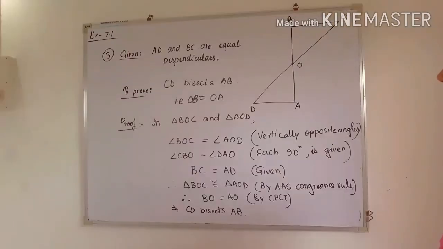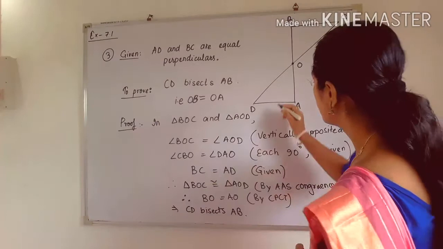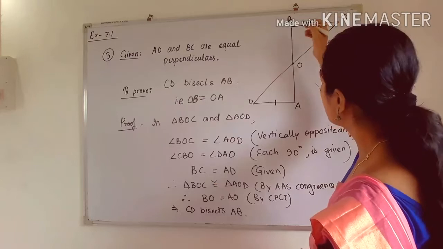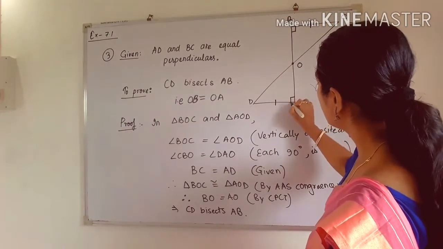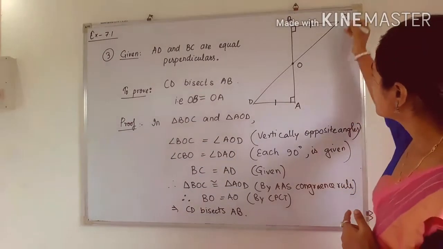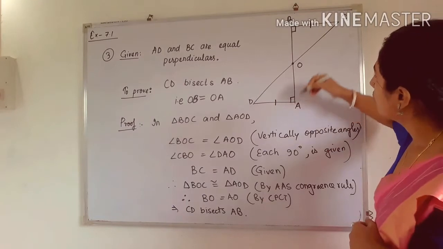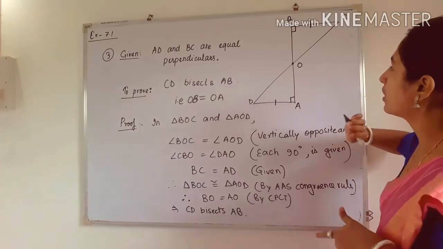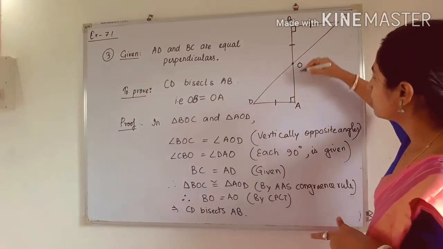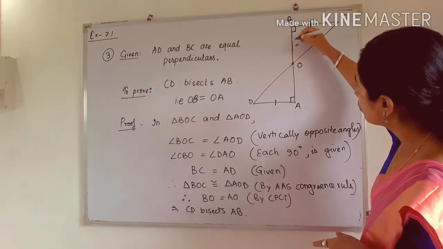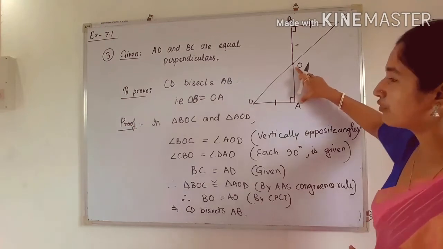Question number 3, given AD and BC are equal perpendiculars. That means AD and BC are of equal length, and they are perpendiculars, that means the angle is 90 degrees. Next, what we have to prove? CD bisects AB. So this is CD, it bisects AB. CD cuts AB in equal parts. That means the length of OB should be equal to the length of OA. This is not given, we have to prove it. So we have to prove the length of OB is equal to the length of OA.